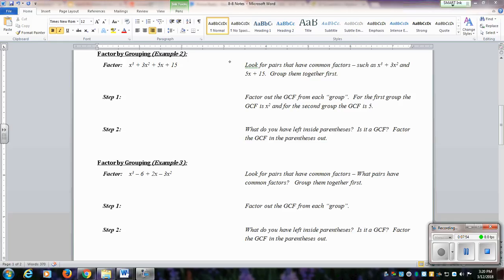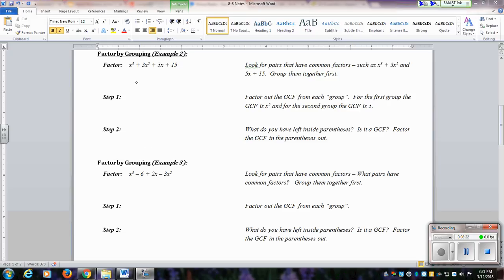So factoring by grouping. We're going to look for pairs that have common factors, such as in this problem. We're going to factor x cubed plus 3x squared plus 5x plus 15. Well, I'm going to notice, first of all, that none of the coefficients have anything in common, okay? Like I have a 1 here, a 3, a 5, and a 15. So there's nothing I can factor out of all 4.